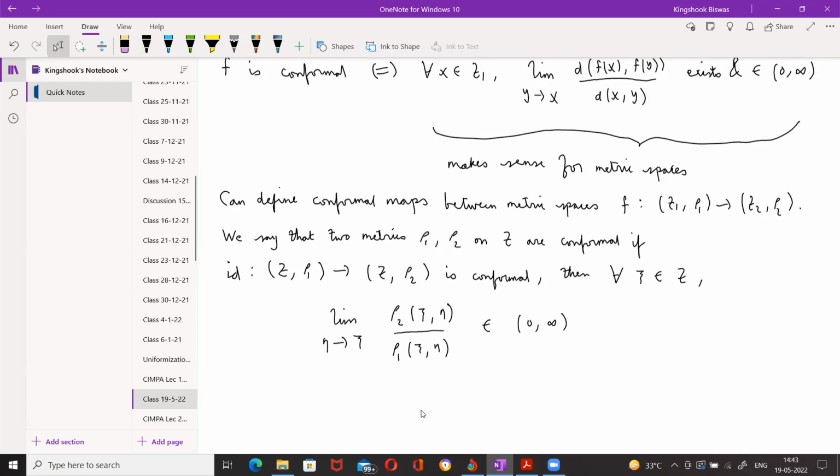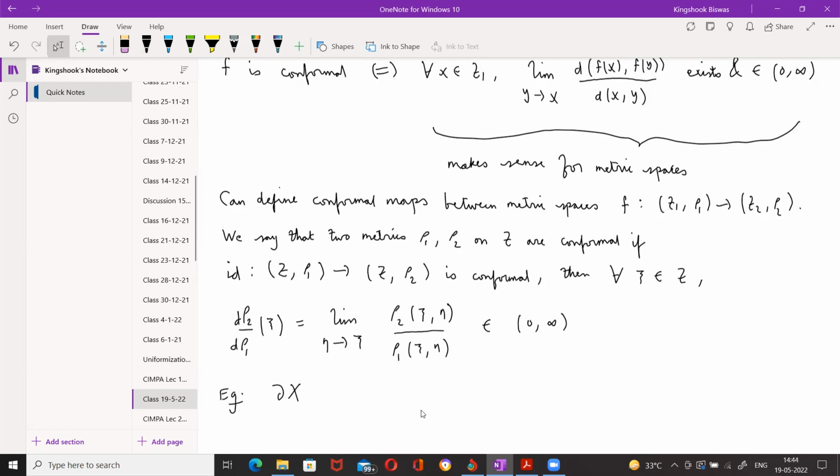Yes. So this is the derivative of the identity map with respect to these two metrics. So it's natural to call this d rho 2 by d rho 1, the derivative of rho 2 with respect to rho 1. Does it make sense now? Yes. Okay.